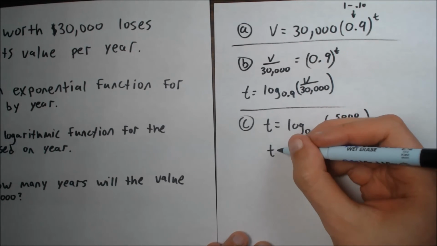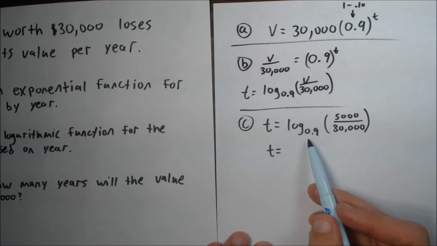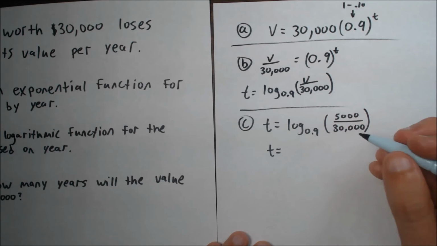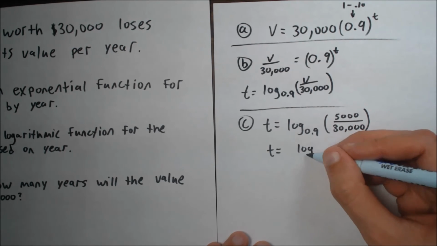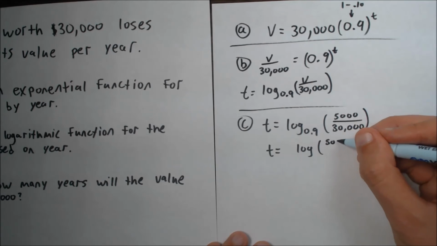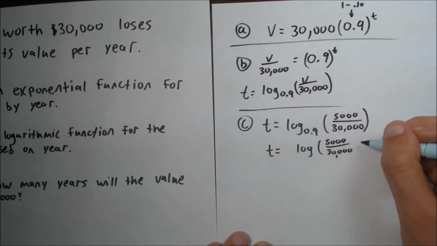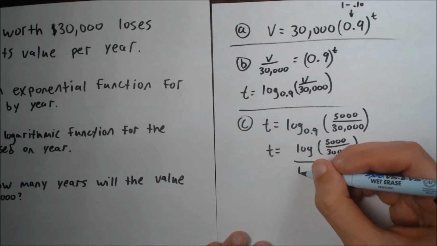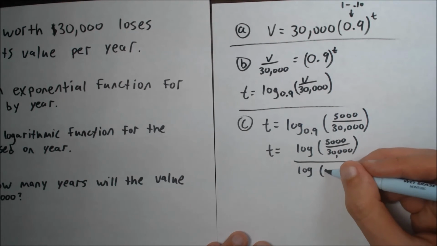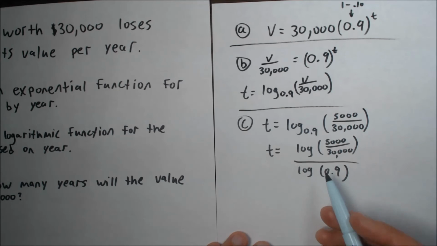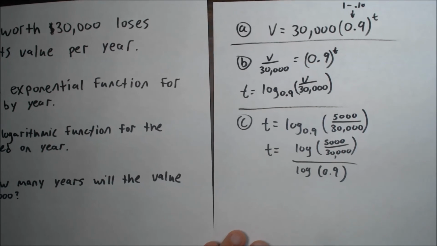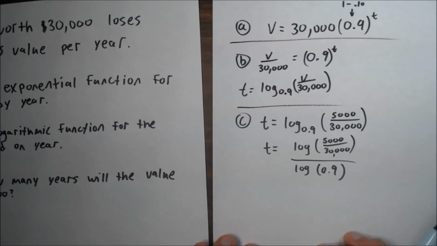Now remember, you've got to use the change of base formula when you do this, because you can't type log base 0.9. So we're going to have to do log of 5,000 over 30,000, divided by log of 0.9. And remember, the base is 10 in this case. That's the log that we can put in our calculator. And so that's what I'm going to do right now.